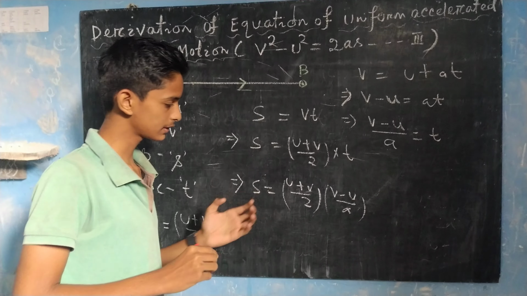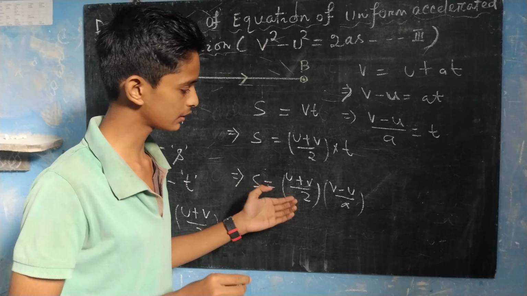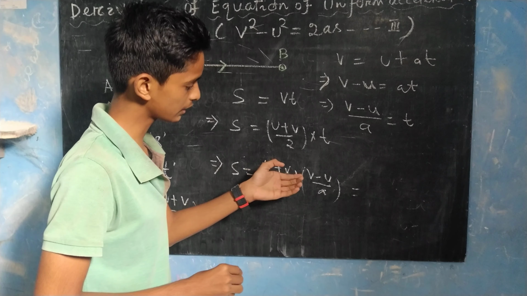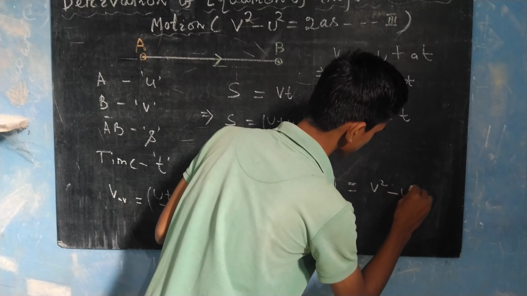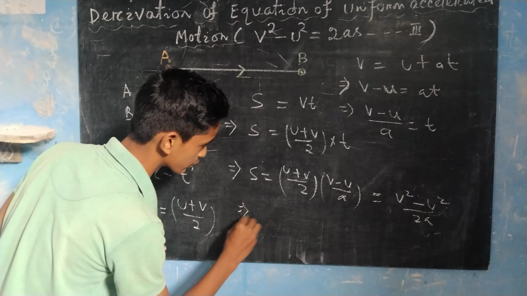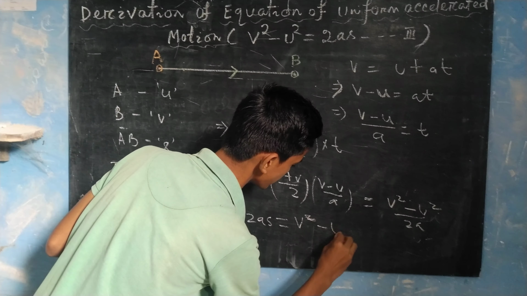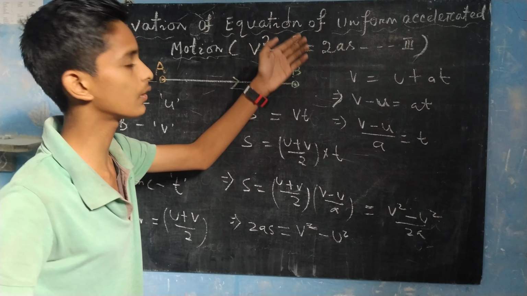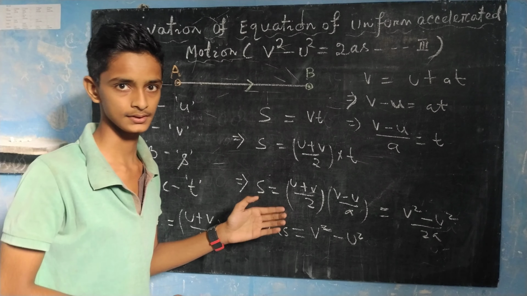Friends, we know in mathematics that (a plus b) into (a minus b) is equal to a square minus b square. Here similarly, here it is (u plus v) and (v minus u). Mathematically it is equal to (v square minus u square) by 2a. And here s is equal to, 2as is equal to v square minus u square. Friends, it is the derivation of the third equation of uniform oscillator motion, that is v square minus u square is equal to 2as. Thank you.